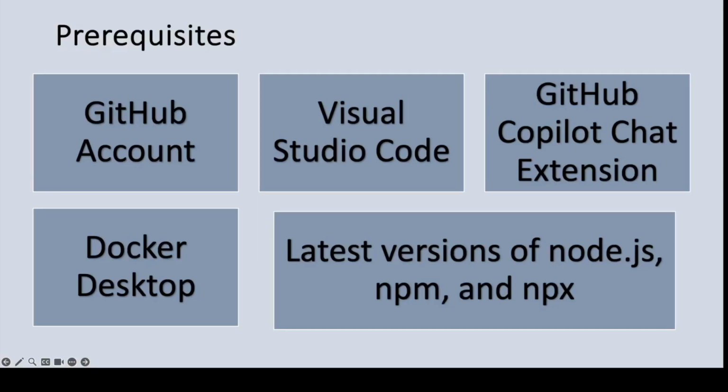You need to also add to Visual Studio Code the GitHub Copilot chat extension. We need Docker Desktop because we're going to run SQL Server in Docker. You can use any other SQL Server as long as you have the correct connection string. And lastly, you need to have the latest versions of node.js, npm, and npx.